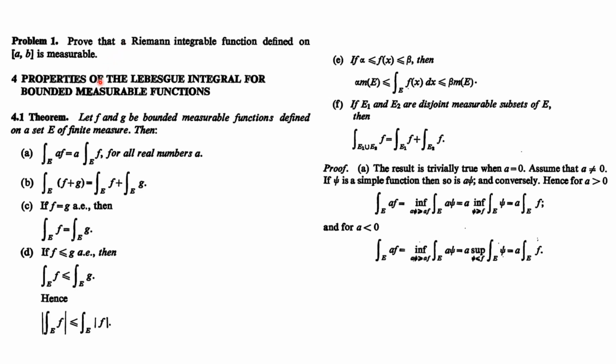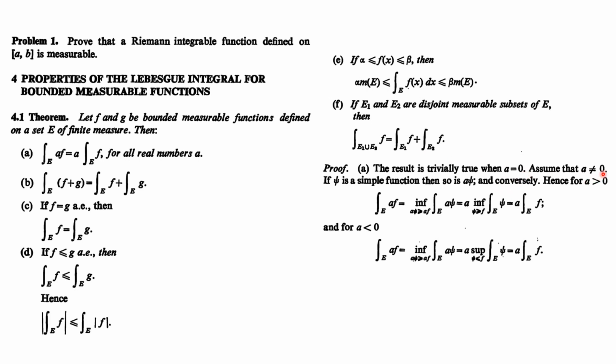Now I come to the next topic, which is the properties of the Lebesgue integral for bounded measurable functions. This says: let f and g be bounded measurable functions defined on a set E of finite measure. Then the integral of af over E is the same as a times the integral of f over E, and this is true for every real number a, so we can take the constant outside. Now see the proof. When you take a to be 0, af is 0, so your left hand side is the same as the right hand side. So for a equal to 0, our result holds trivially.